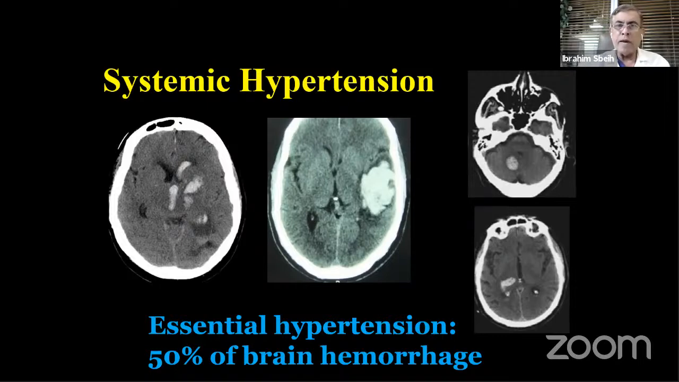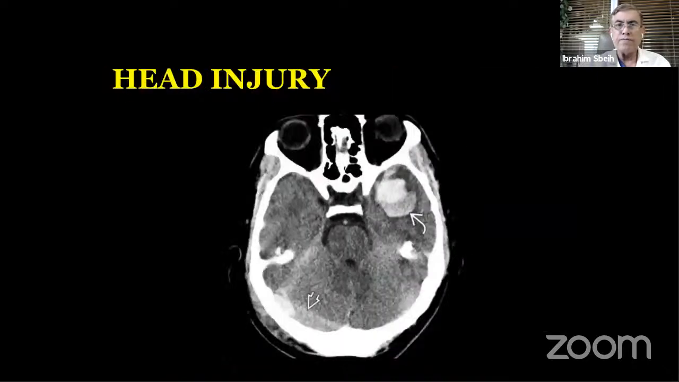And the story of a man or a woman old enough, 60, 70, with non-treated hypertension, arrives to the ICU or the emergency room unconscious, and they discover that his blood pressure is very high, and then this is systemic hypertension. So systemic hypertension has certain features and criteria that you diagnose by. But most of the cases, 50% of brain hemorrhage are due to systemic hypertension.